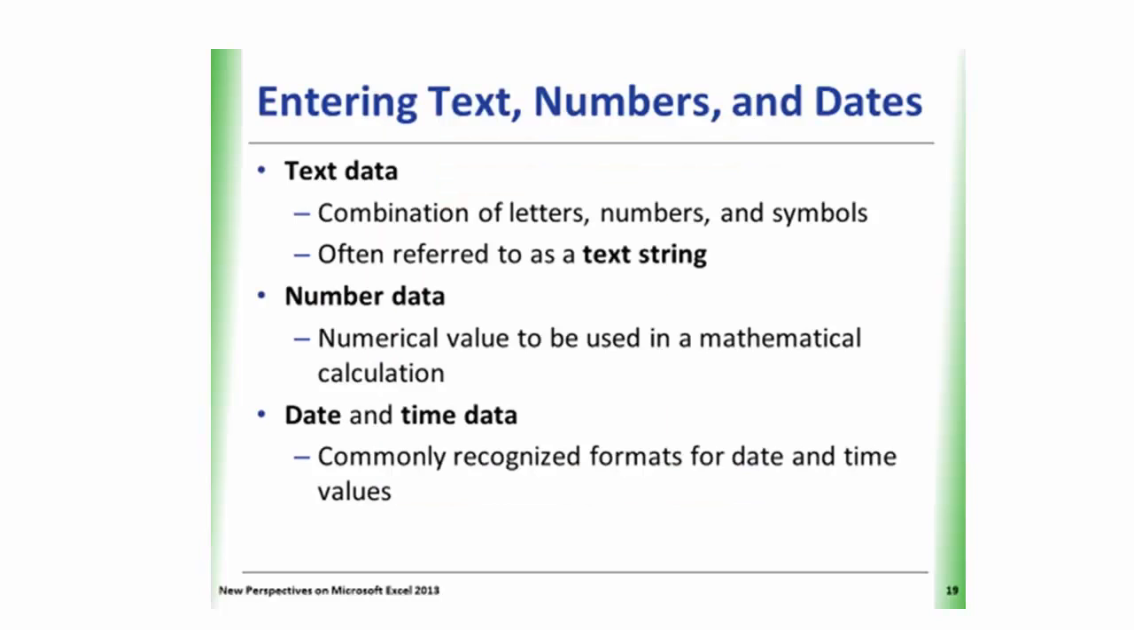The three basic general categories for data are text, numbers, and dates and times. Text data is a combination of letters, numbers, and some symbols that form words and sentences. Number data is any numerical value that can be used in a mathematical calculation. Date and time data are commonly recognized formats for date and time values. By default, text is left aligned in cells, whereas numbers, dates, and times are right aligned.